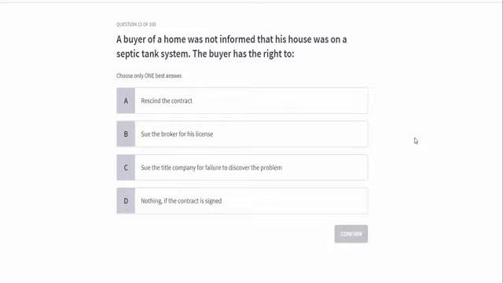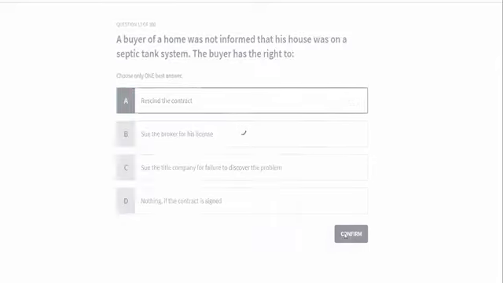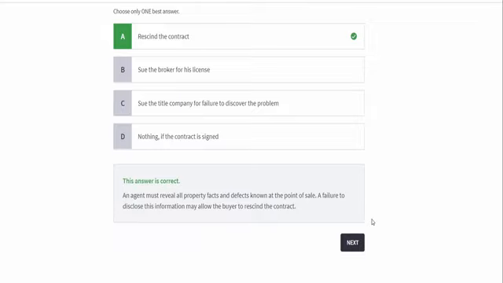Alrighty, so what's our answer for this one? It's going to be A. That's right, rescind the contract. The important takeaway with this one is an agent must reveal all property facts and defects known at the point of sale. Failure to disclose this information may allow the buyer to rescind the contract. That's super important. So the bonus takeaway to this question is just make sure when you guys are out there, you are disclosing all the information that is necessary at the point of sale.